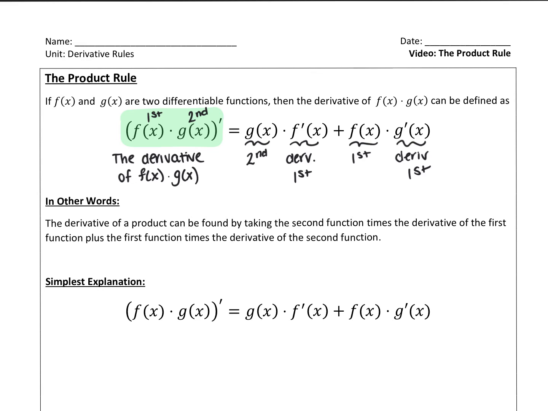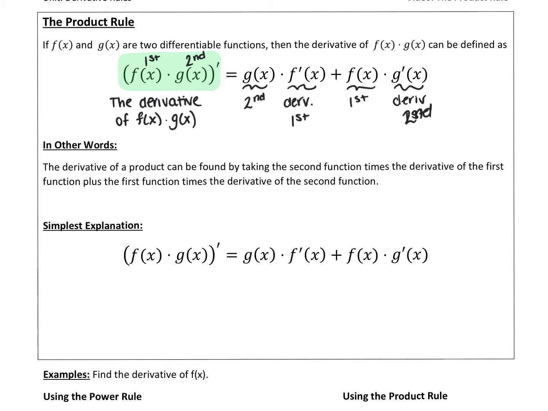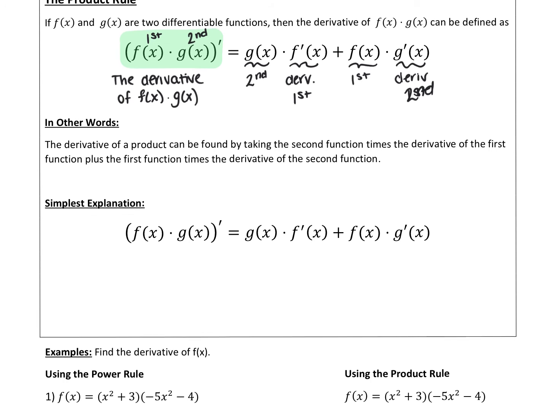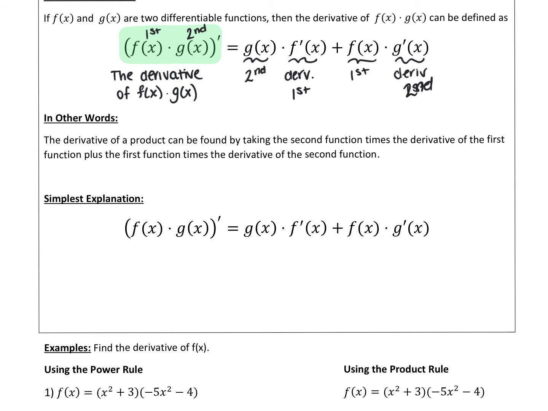And I kind of just said these words right here. In other words, the derivative of a product, this is your product, can be found by taking the second function times the derivative of the first, plus the first function times the derivative of the second. So there's a simpler explanation rather than figuring out first and second. It's kind of like a little rhyme, and it'll help us with another type of derivative. So it's helpful if we can understand it this way.